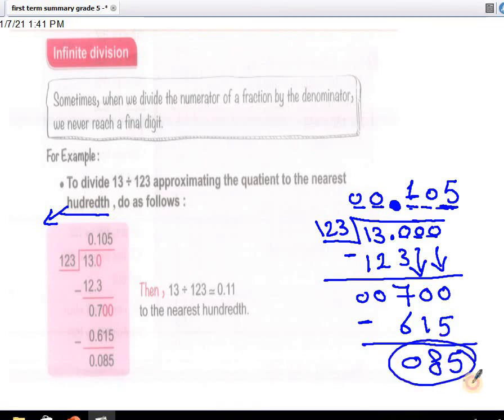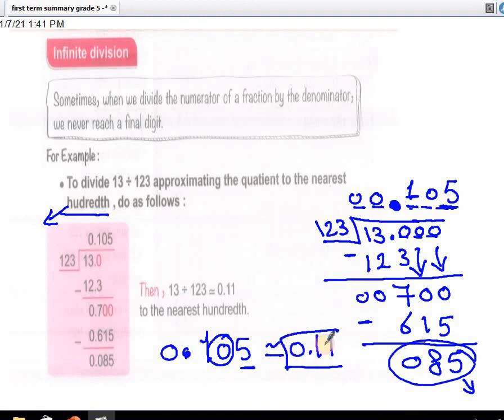Okay, so this is the remainder, I cannot do anything with it. This is my result, 0.105. Okay, I need to approximate to the nearest hundredth. So where are the hundredths here? The hundredth is this one. So the number before it, I'm going to underline it. So the number will be 0.1. 5 is strong, so it will be another one, and this is the result.